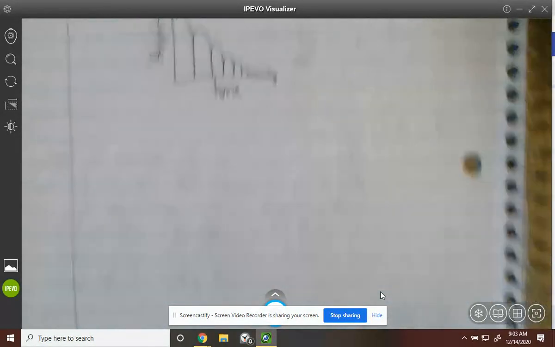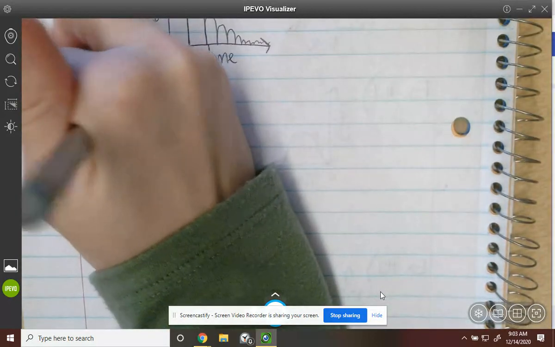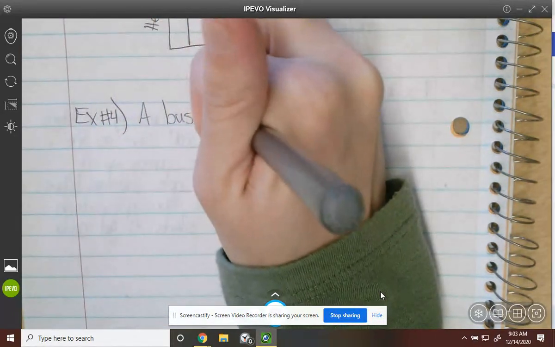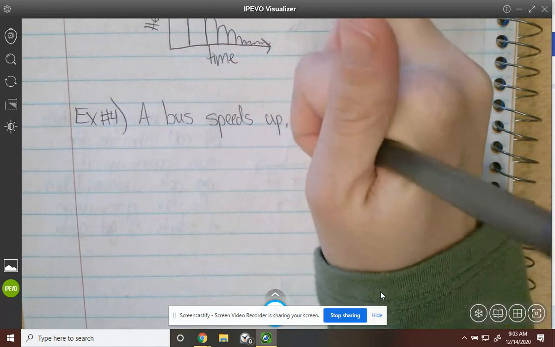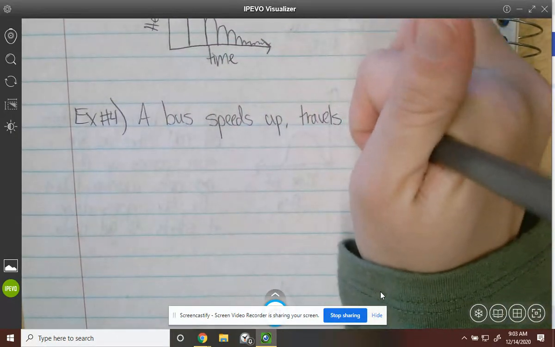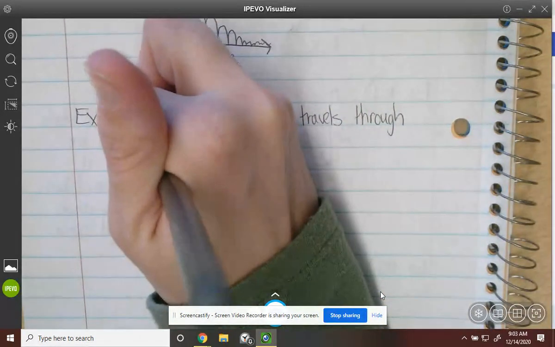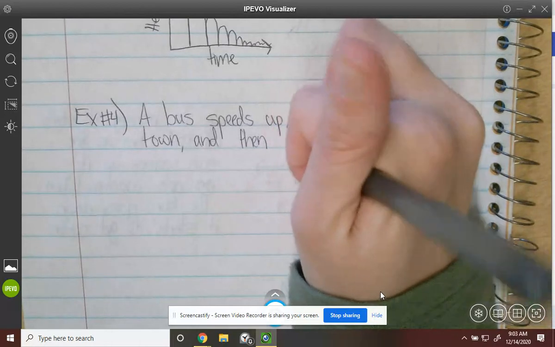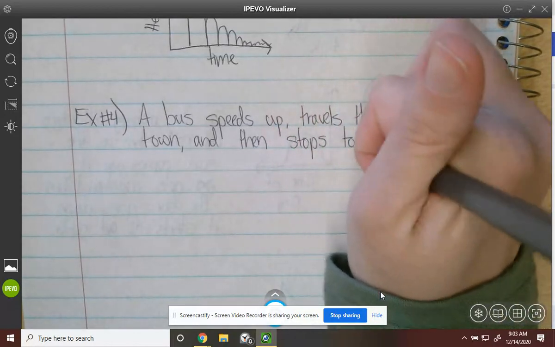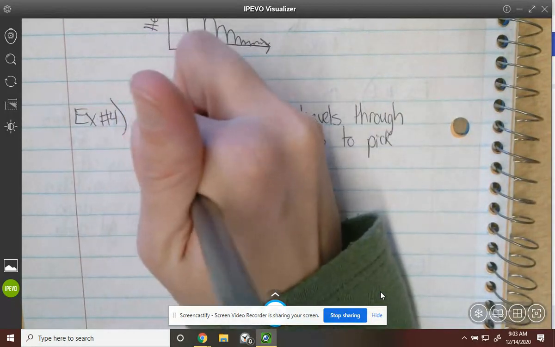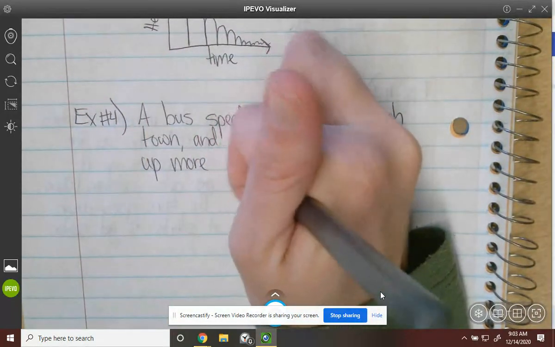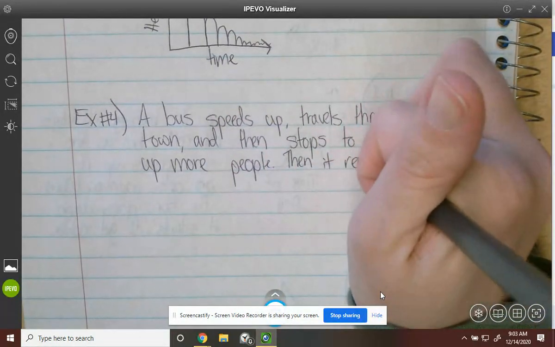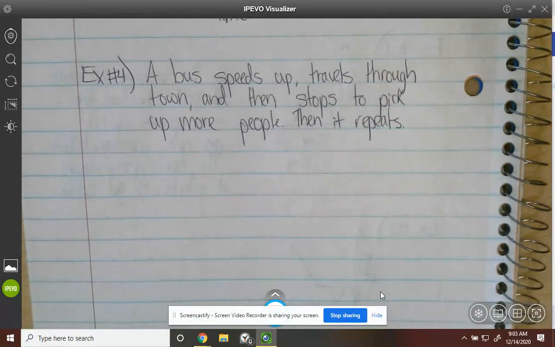Okay, let's do one more. A bus speeds up, travels through town, and then stops to pick up more people. Then it repeats. Okay, so I want you to pause this and I want you to try to draw your own graph.